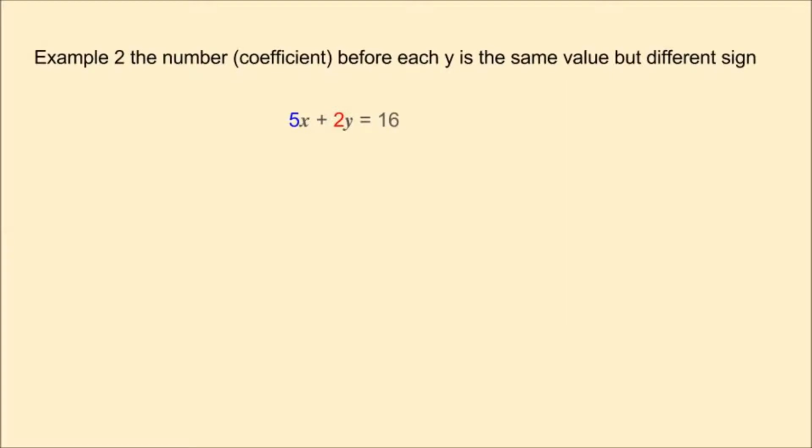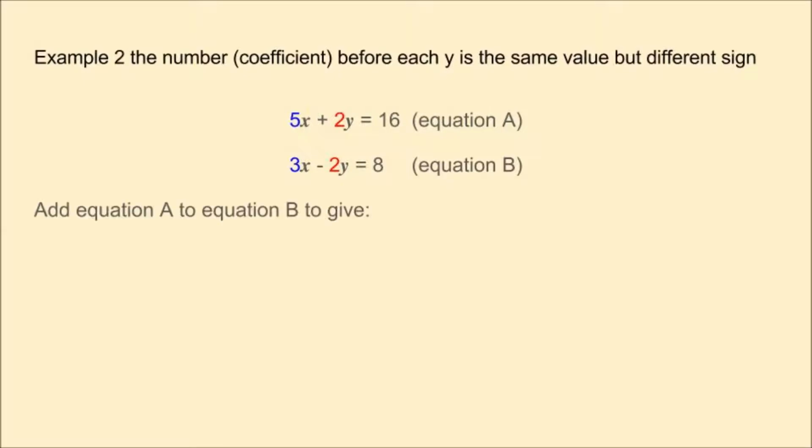Let's look at a second example. This time the x coefficient is 5, the y coefficient is 2, and for our second equation we've got a y coefficient of minus 2. So we've got a 2 and a minus 2 for the y coefficients. Now when you've got this situation, it means you can actually add the two equations together in order to eliminate y.